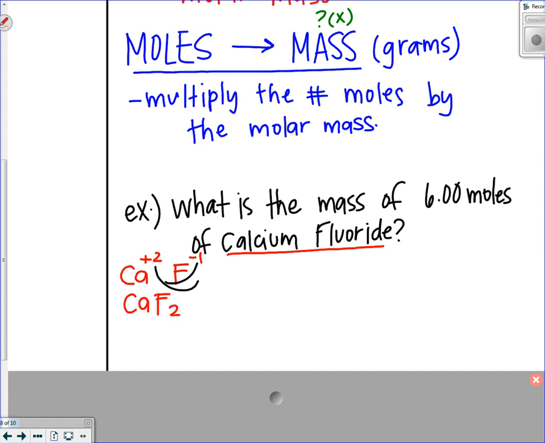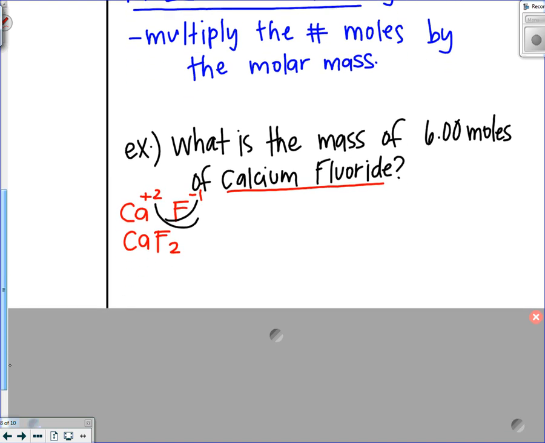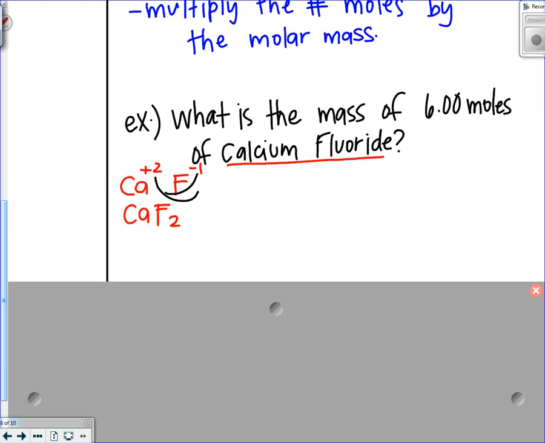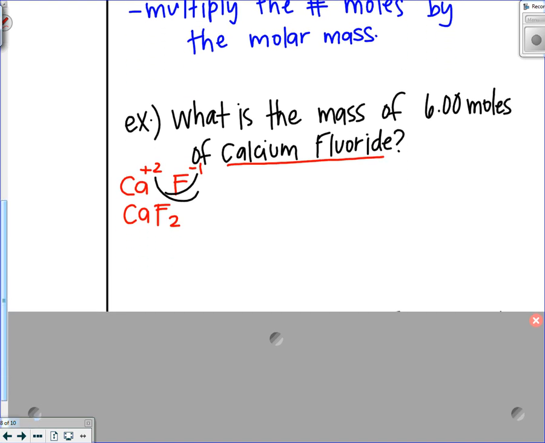So that is the chemical formula that I need to calculate the molar mass. This will help refresh your memory on how to calculate molar mass. We are going to list the elements: calcium and fluorine. We're going to find their individual masses, which are listed on the periodic table. Turn in your notebook to the front and find the mass of calcium. Also find the mass of fluorine.